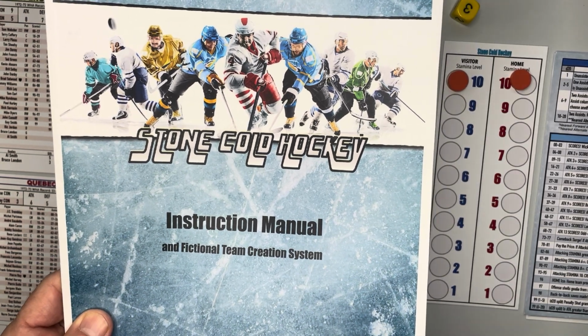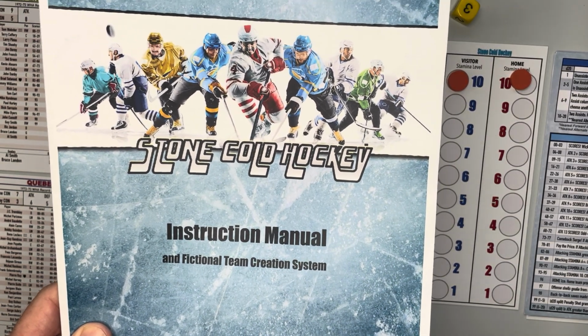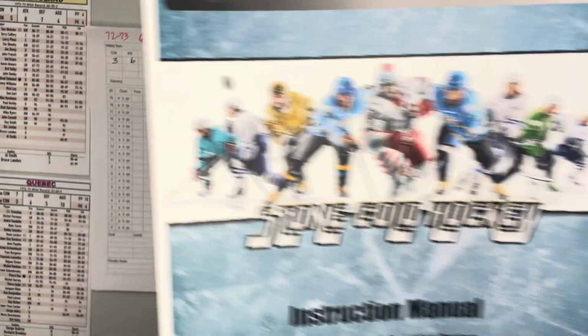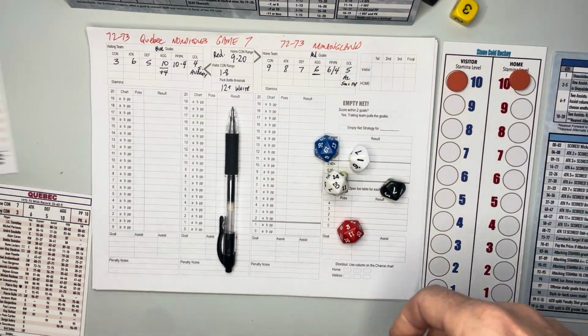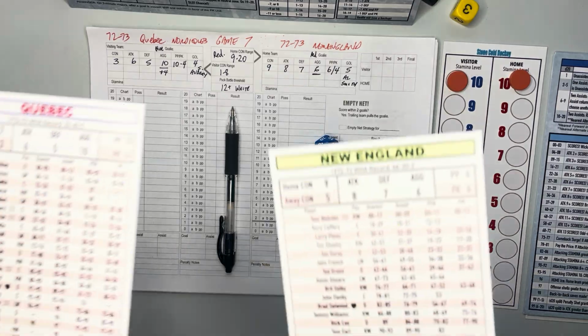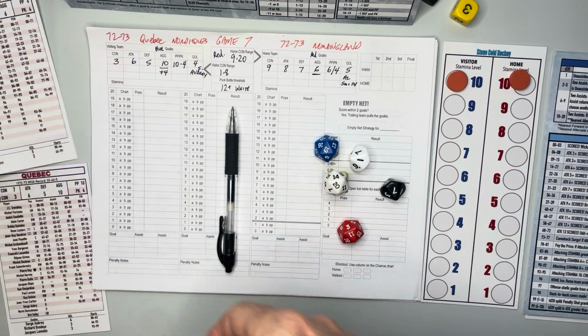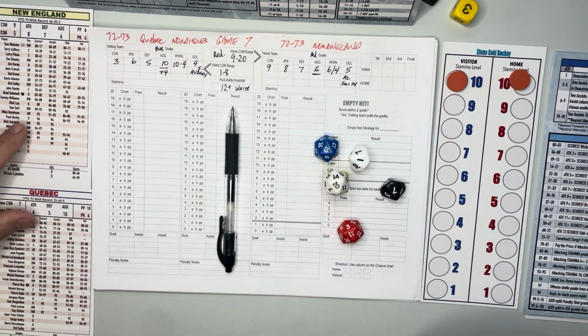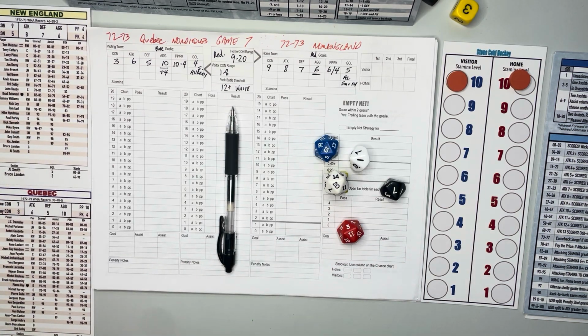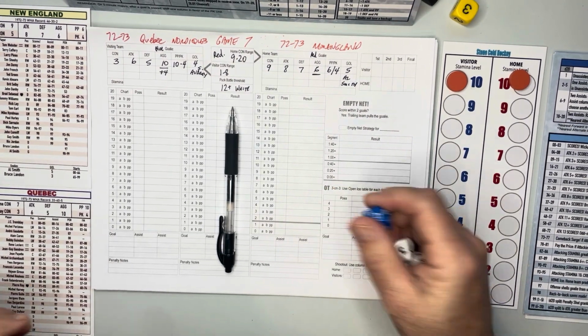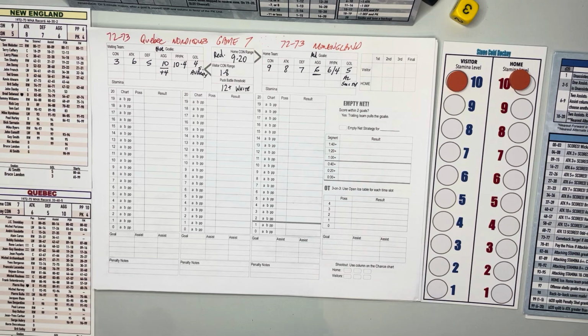Well, folks, I thought I would come back and play Game 7. This series has been so much fun. A stone cold hockey. We have the 1972-73 Quebec Nordiques against the 1972-73 New England Whalers. And New England seemed to have this series wrapped up, but Quebec scores a late goal in Game 6 to tie it, and then they win it in overtime. So it's coming down to one last hockey game.